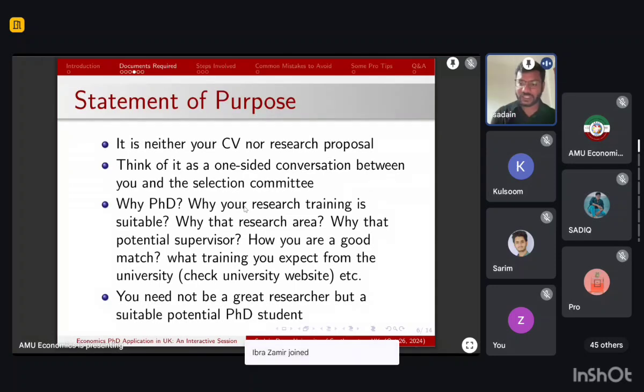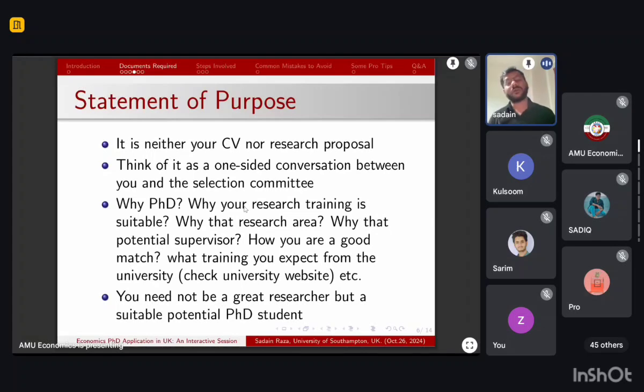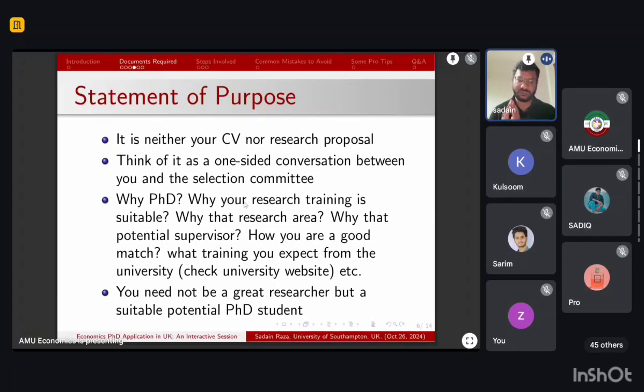So if you are writing it, think of it like, if I give you 5 minutes to say why you are suitable for this PhD program, what you will say. Why you want to work in this area, what you will say. You should write those things in your statement of purpose.